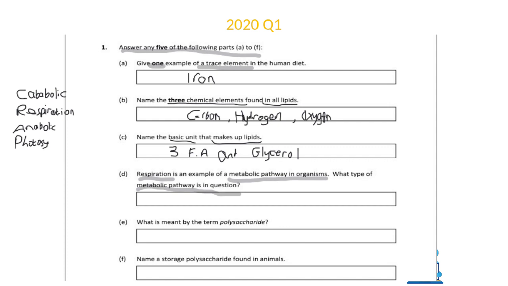So the type of metabolic pathway that respiration represents is a catabolic pathway. Because in respiration, of course, glucose is broken down to release energy, and we get our carbon dioxide and our water produced. So respiration is a catabolic process.